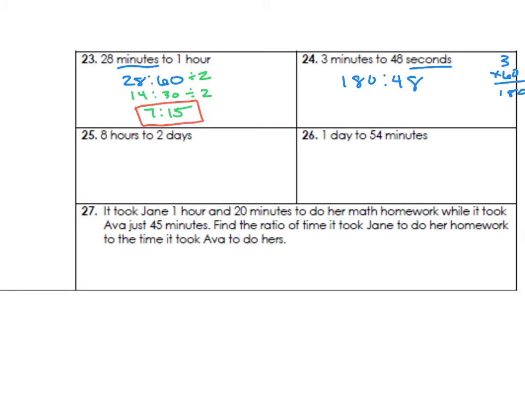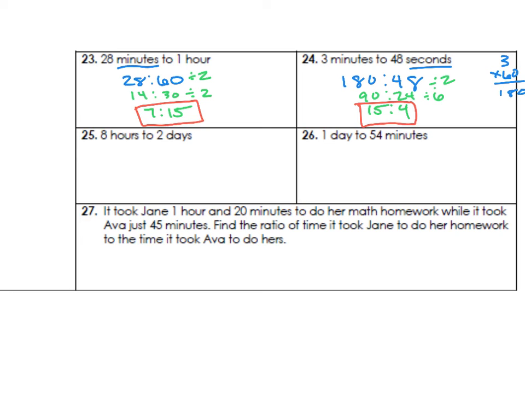So let's simplify it. Let's start by dividing by 2. That gives me 90 and 24. Let's do by 6. I think 6 goes into 90. Again, use a calculator if you have to. That gives me 15 and 4. And I believe that is the smallest that it will go.